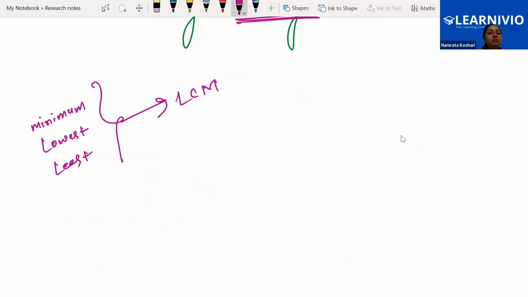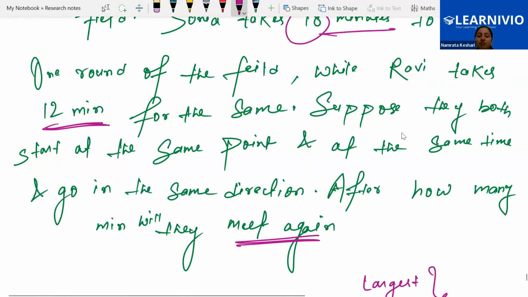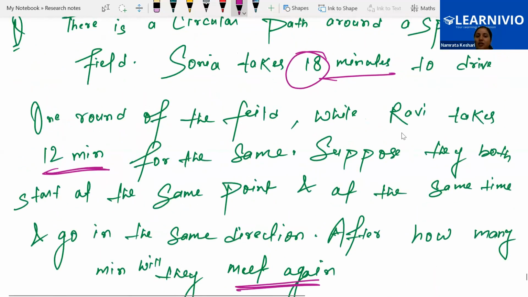If in our question there are words like largest, highest, maximum, that means it is indicating that we have to find the HCF. So apart from the type of question which we have taken over here, where it is asking after how long both the persons will meet again, if they are starting at the same time at the same place, here we have to find the LCM. This is one type of problem.